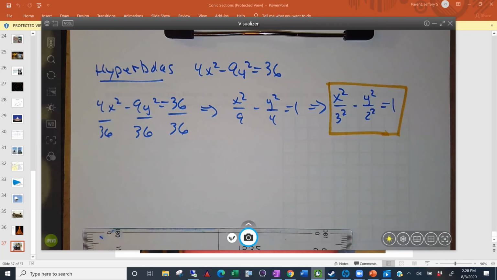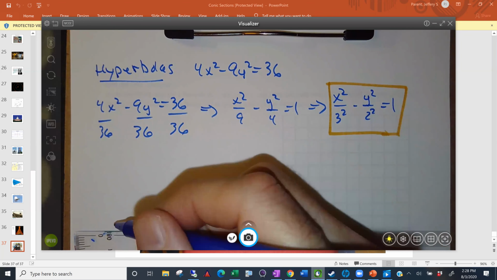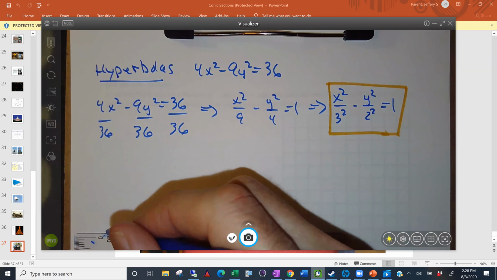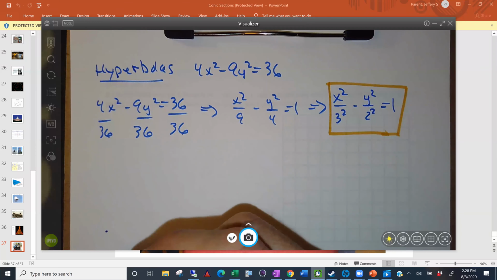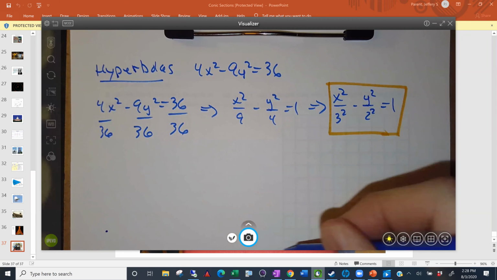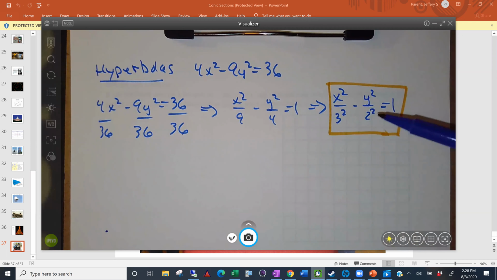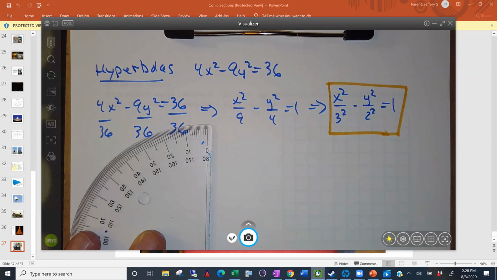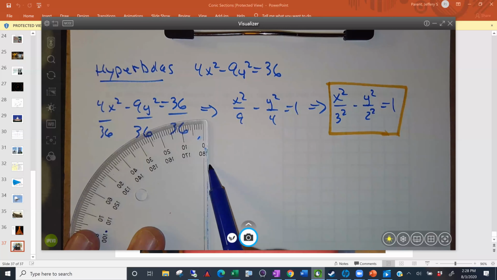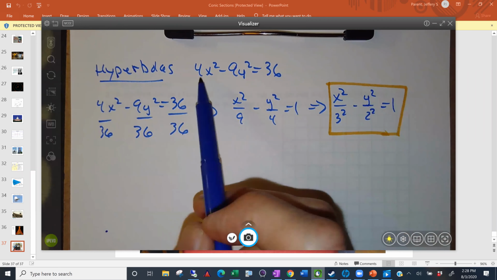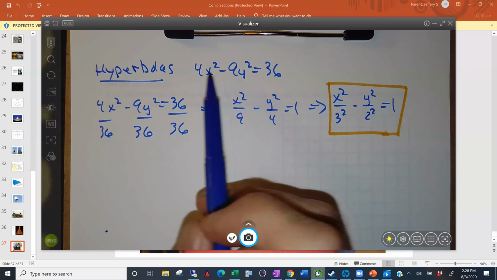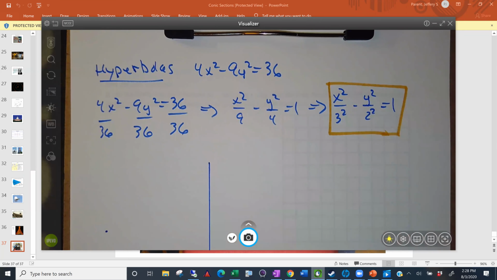Now, as I said, we're going to graph these things by starting out with the points that you would graph if you were graphing an ellipse. But how do I know that this is a hyperbola and not an ellipse? That's an important difference. Can someone tell me that? Yeah, because of the negative sign. Remember, these two terms are opposite in sign, so it has to be a hyperbola.